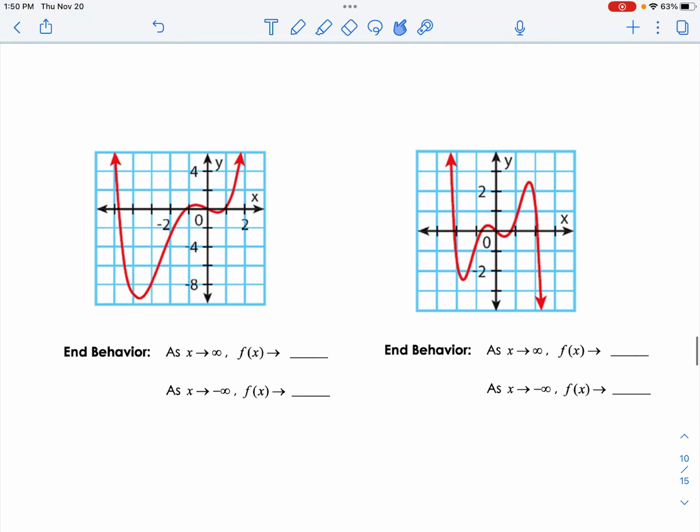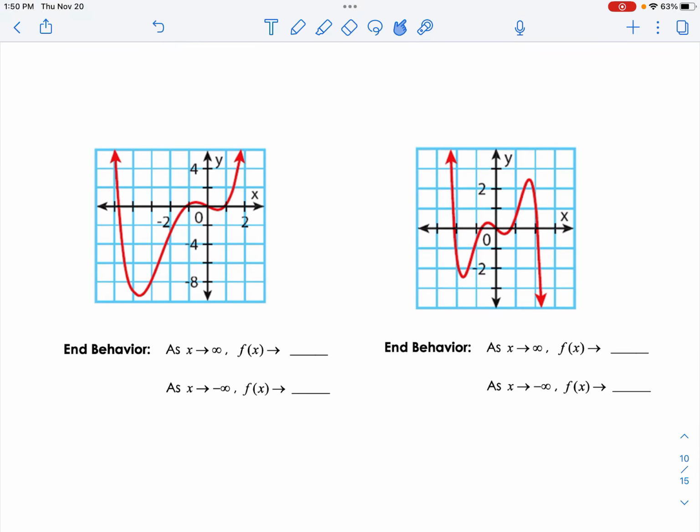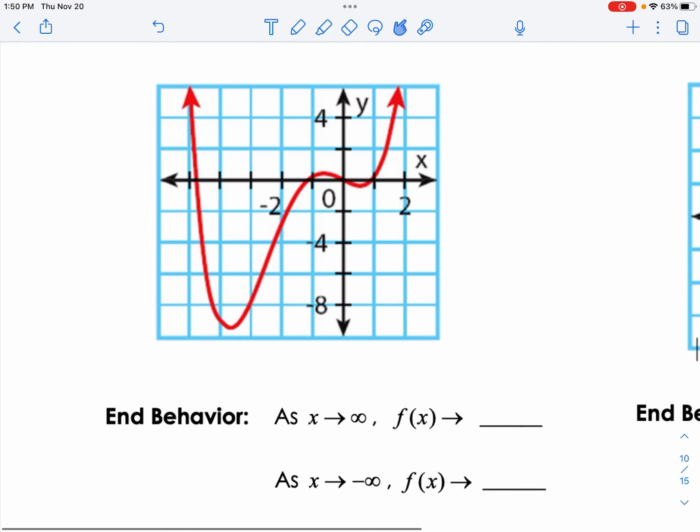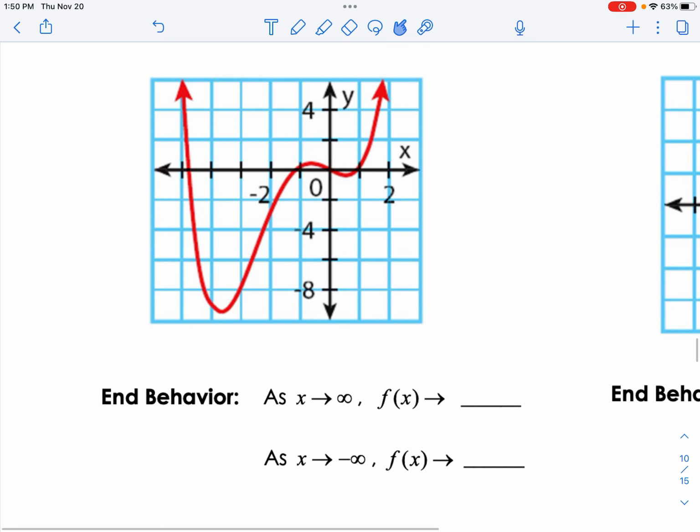All right, let's talk about end behavior for polynomials. Okay, so here are a couple of different polynomials and their graphs. Let's examine this one first. So end behavior, as x goes to infinity. So remember, we always kind of start in the middle and go this way. So as x is going to infinity that way, what's happening with f of x? You can see it's going up that way to infinity.